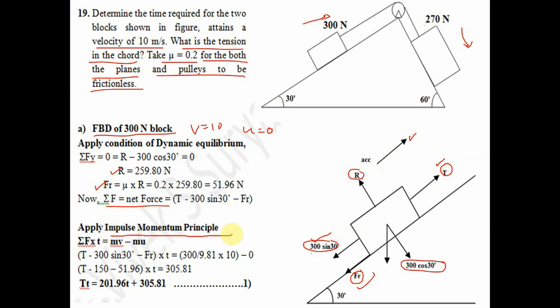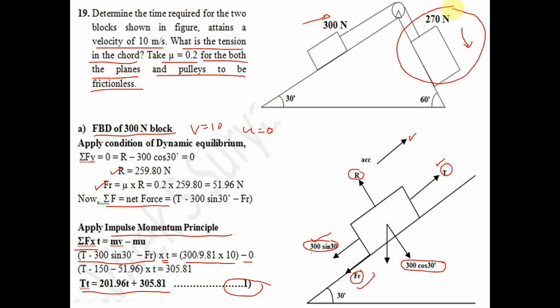So I apply impulse momentum principle. So summation F into t is equal to mv minus mu. So T minus 300 sin 30 minus Fr into t, that t we have to calculate, is equal to 300 by 9.81 into 10 minus 0. So from that we have to get the first equation. Tt is equal to 201.96 t plus 305.81. A similar equation we have to derive from the other free body diagram.